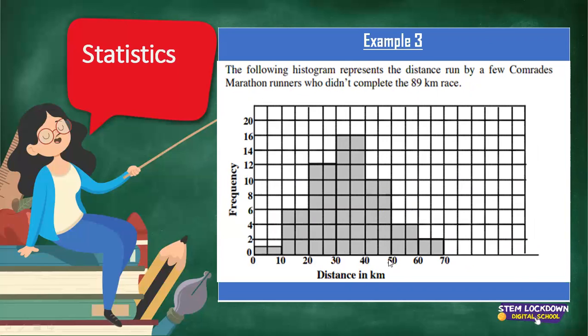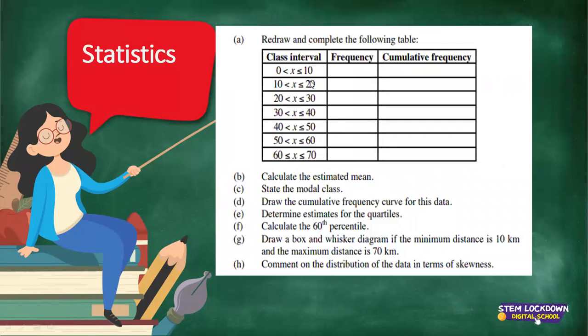Those who ran between 40 and 50 kilometers are 10 in number. Those between 50 and 60 are 4 in number, and 60 to 70 are 2 in number. Okay, so these are their frequencies. That is the implication of the histogram. Now the question is to redraw and complete the following table. So we need to redraw and complete this table.